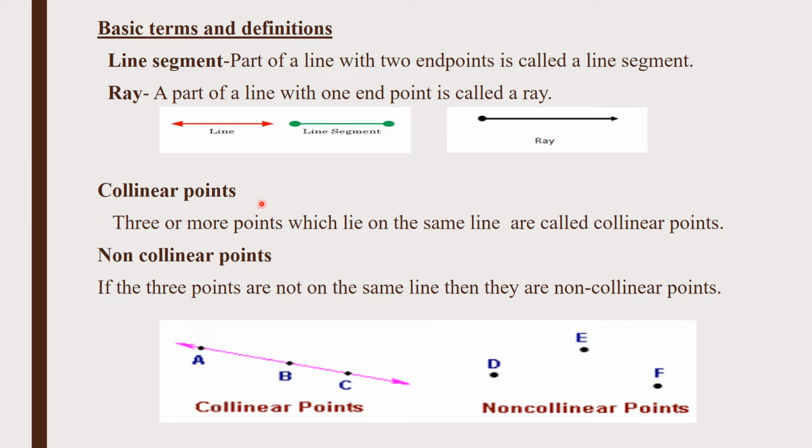What are collinear points? Three or more points which lie on the same line are called collinear points. In the first figure, we can see the points A, B and C are lying on the same line and we call the points A, B and C collinear points. If the 3 points are not on the same line, then they are called non-collinear points. Here we can see the points D, E and F are non-collinear points.